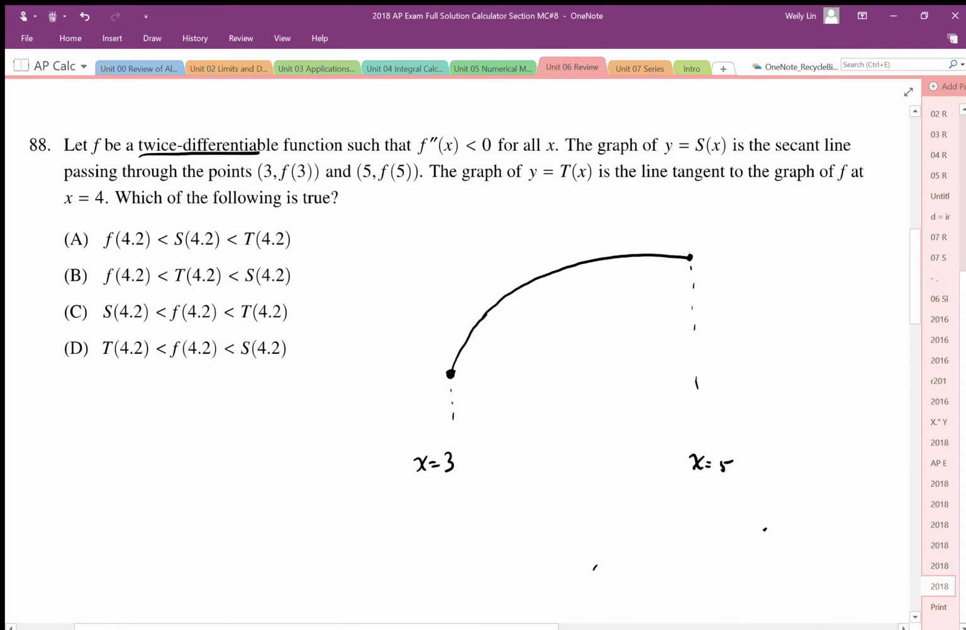And the secant line we'll draw in red. So they say they have a secant line. It passes through those points. So there's my s of x graph. The black represents my f. And they also say that there's a tangent line involved here. So it's good to visualize this. This tangent line is going to be at x equals 4.